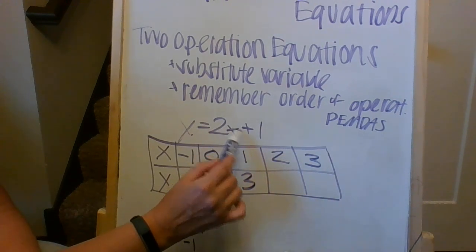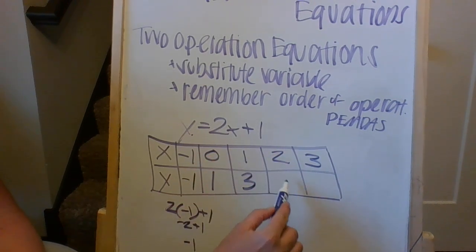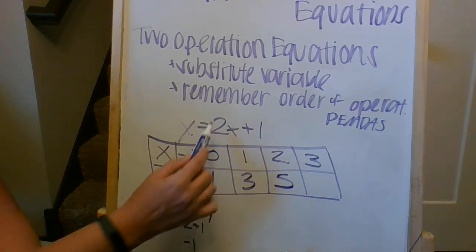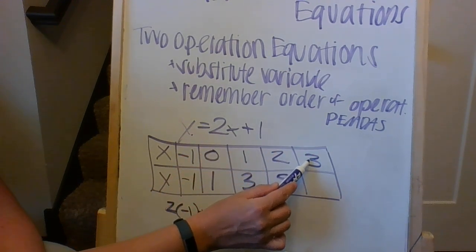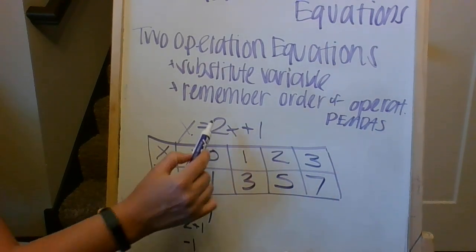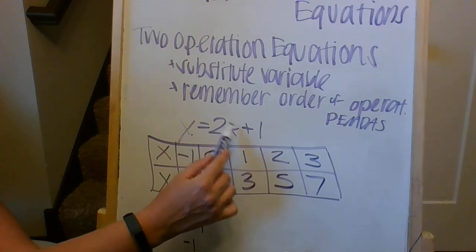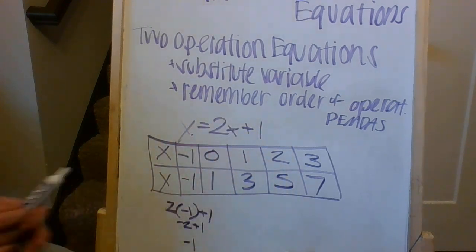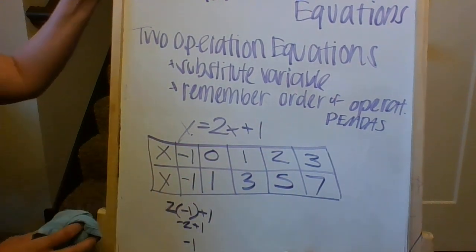2 times 2 plus 1 equals 5. 2 times 3 is 6 plus 1 is going to equal 7. So notice that we did have those two operations, making sure we did our multiplication first, and then we did our addition to fill in the rest of our chart.